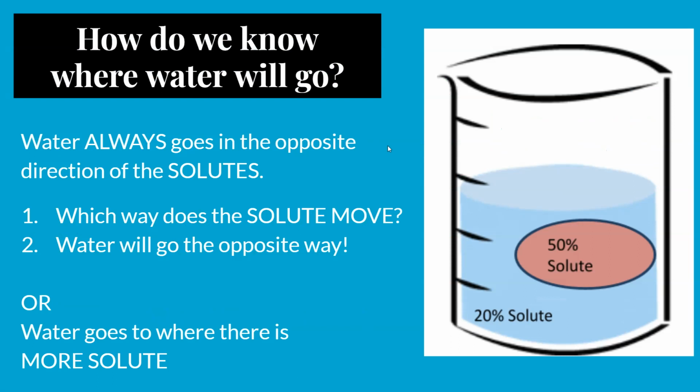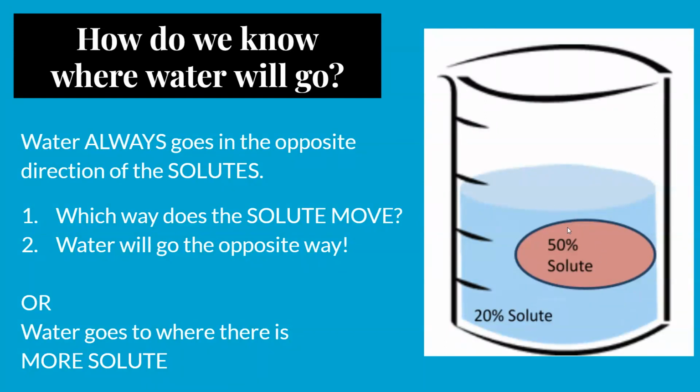So the biggest question that we face is which way is water going to go? What's going to happen if I put this cell in this solution? Where is water going to go? And so I have two rules. The first one I like personally. I say that water always goes in the opposite direction of the solute.